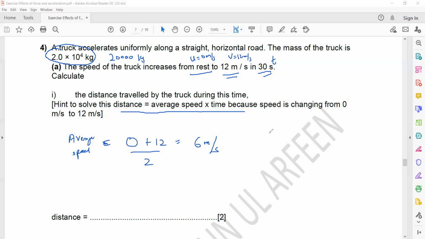So the average speed will be 6 meters per second. The hint in the question is that the distance is equal to the average speed multiplied by the time interval. The average speed we already calculated is 6, and the time interval is 30. So 6 multiplied by 30 is equal to 180 meters. Is it clear? Question 4A1.